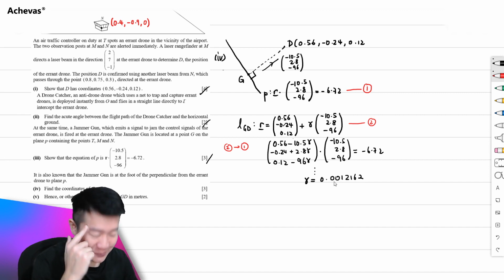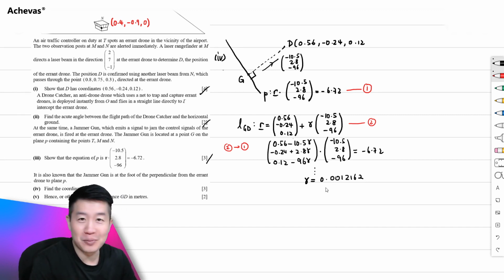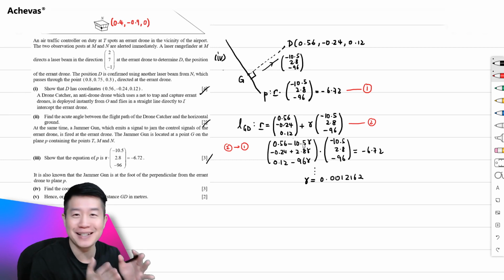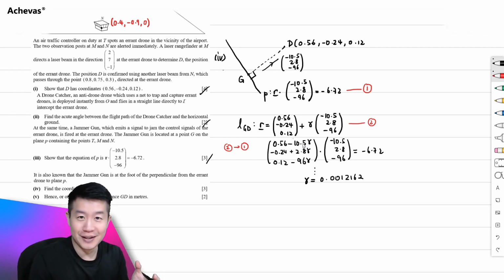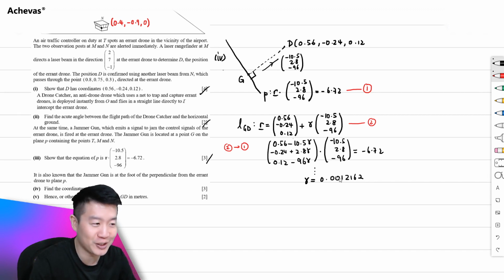I'm just thinking about my Hwa Chong J2 students last year. I wonder how they have suffered doing this vectors question, because the questions are so easy, so you really don't want to give up, you just want to persevere and continue, but the numbers are just getting longer and longer and longer. So anyway, gamma is this.